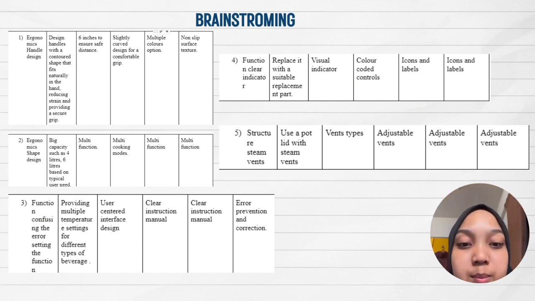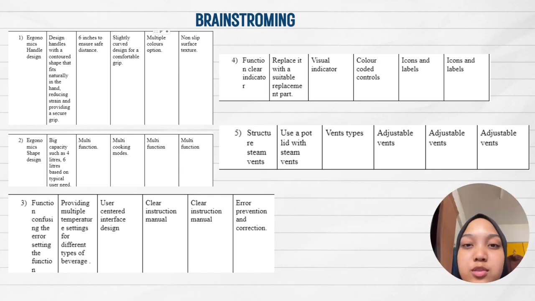For the problem of shape design, use a big capacity cooking pot, which is 4 or 6 liter based on user need, and make it multi-function. For the customer who is always confused when using the function of the pot, we can make a clear indicator on the pot, and we can set a different temperature for different beverages. For the problem of seeing the indicator clearly, we can solve it by making a clear indicator which is an icon, or putting color on the indicator, or we can replace it with a new function.